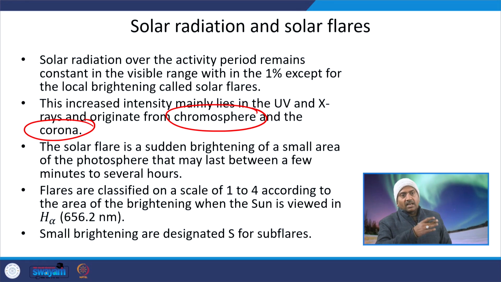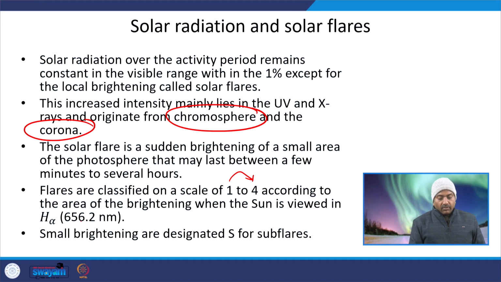We have already seen some characteristic features of the solar flare, but for the sake of definition, it is just a sudden brightening of a small area, a small patch on the photosphere. Okay. And how long this brightening can persist varies between minutes to several hours. Okay. And these flares are classified on a scale of 1 to 4 according to the area of the brightening when the sun is viewed in a particular wavelength, called H alpha, at 656.2 nanometers. Okay. And even smaller brightenings are designated with S, which are called subflares.